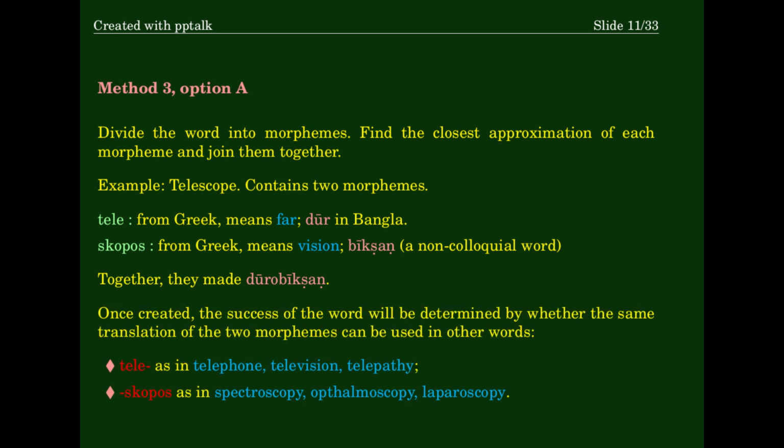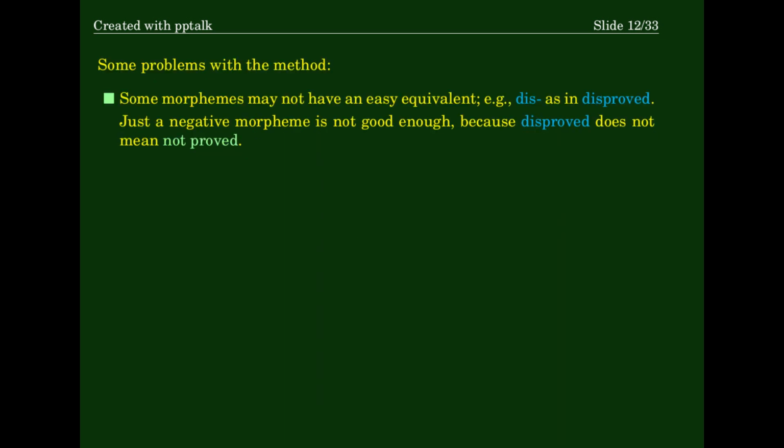Now, once created, the success of the word will be determined by whether the same translation of the two morphemes can be used in other words. For example, can you use the same translation of tele in telephone, television, telepathy, or scopos in spectroscopy, ophthalmoscopy, laparoscopy? I am not telling you exactly what happened in this case, but these are the questions that one has to think about.